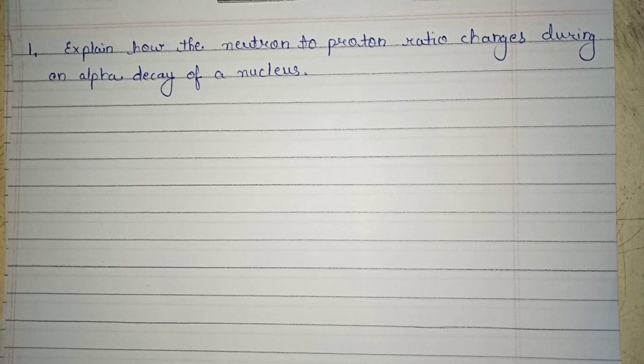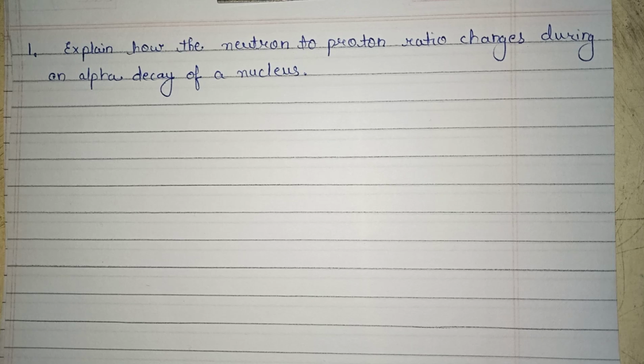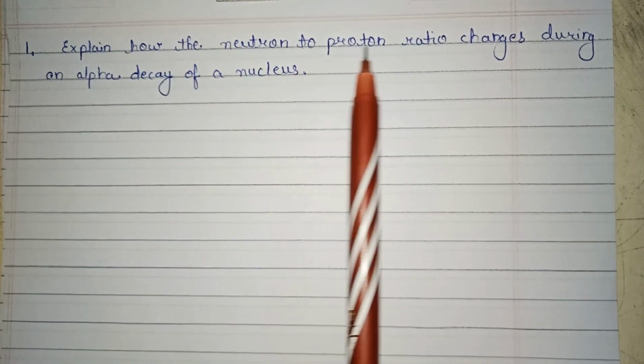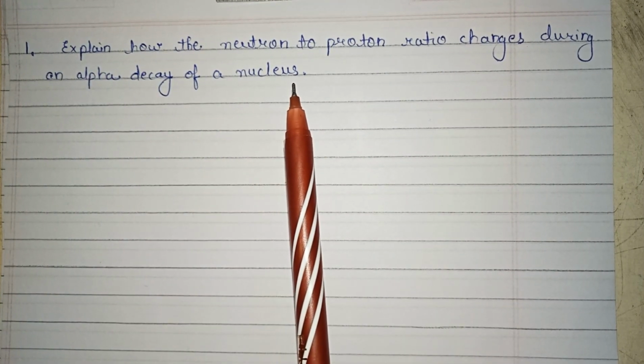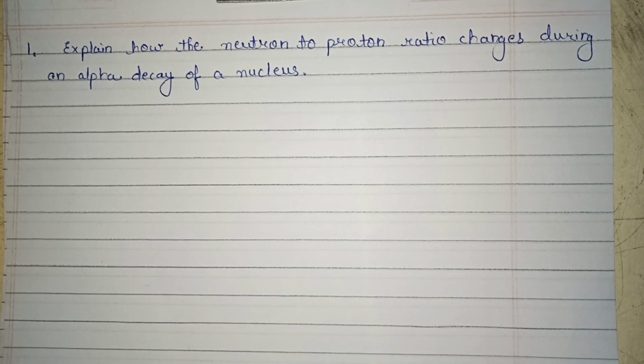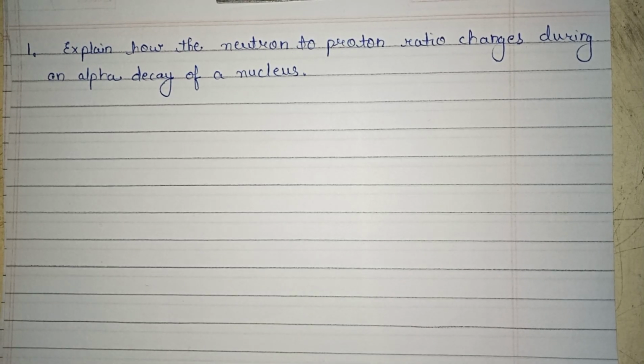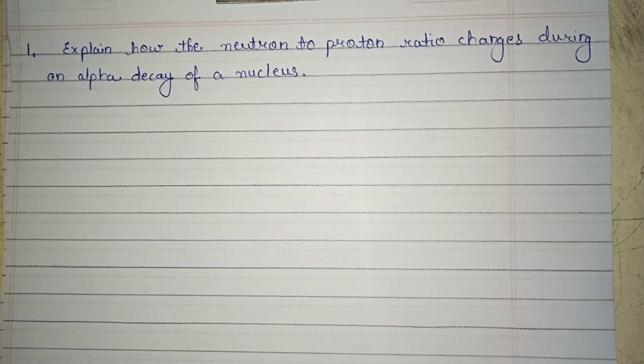Hello everyone, today we are going to discuss some important numericals of our chapter Nuclei in Physics second term for class 12th. Our first question is, explain how the neutron to proton ratio changes during an alpha decay of a nucleus. Here we have to show whether the neutron to proton ratio increases or decreases after an alpha decay of a nucleus.